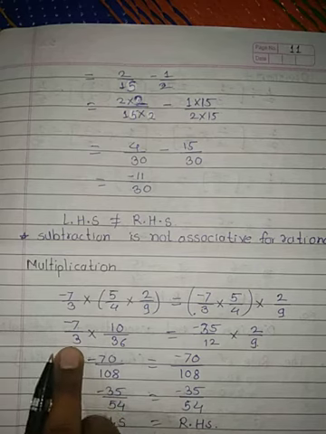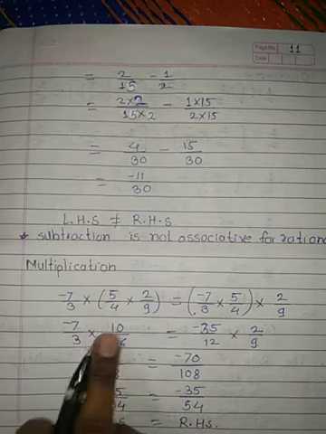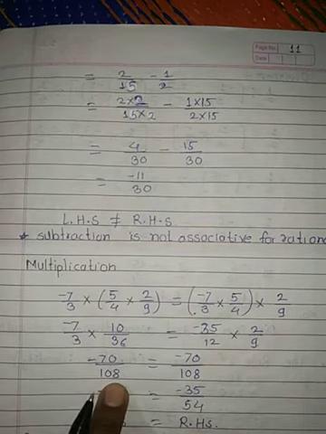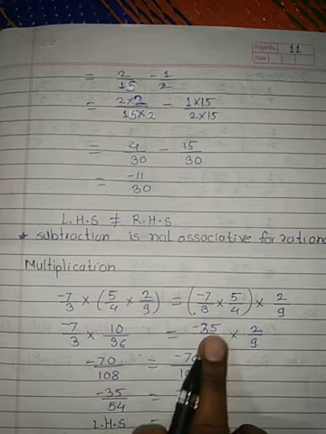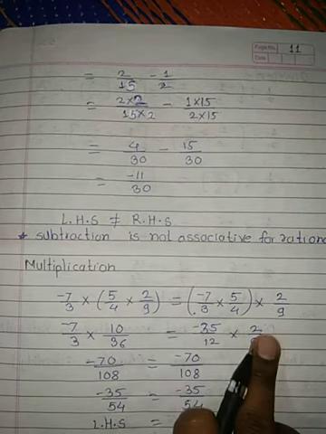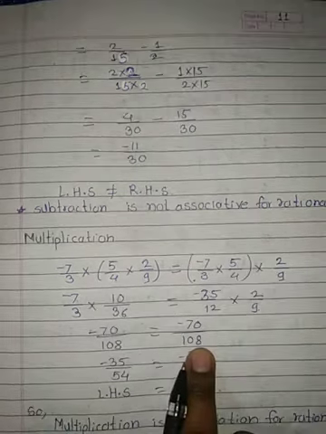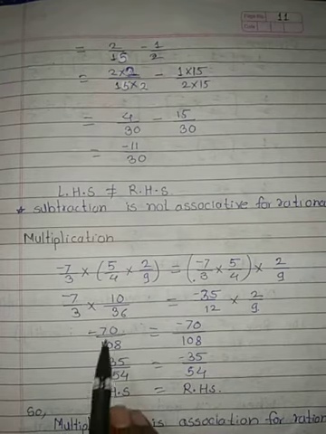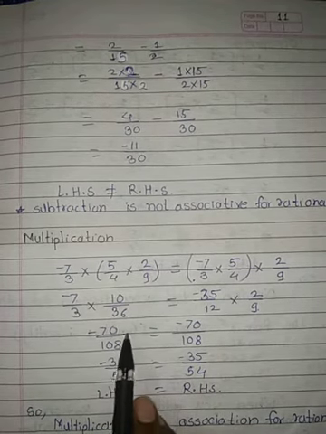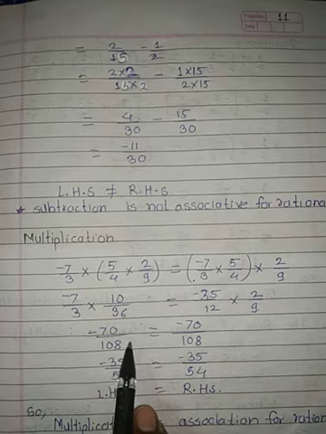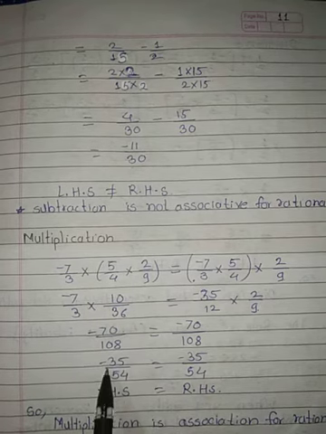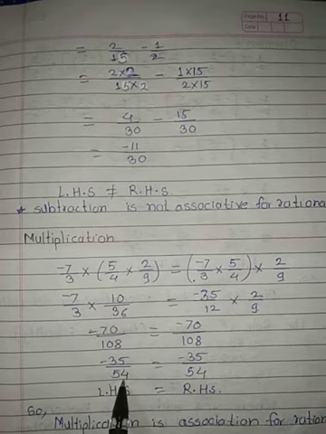Here minus 7 by 3 as it is. Now minus 7 into 10 is minus 70 divided by 108. Here also minus 70, minus 35 into 2 is minus 70 divided by 108. Now we can reduce it by dividing by 2. Here also we can divide by 2. Here also we can divide by 2. That is minus 35 by 54.